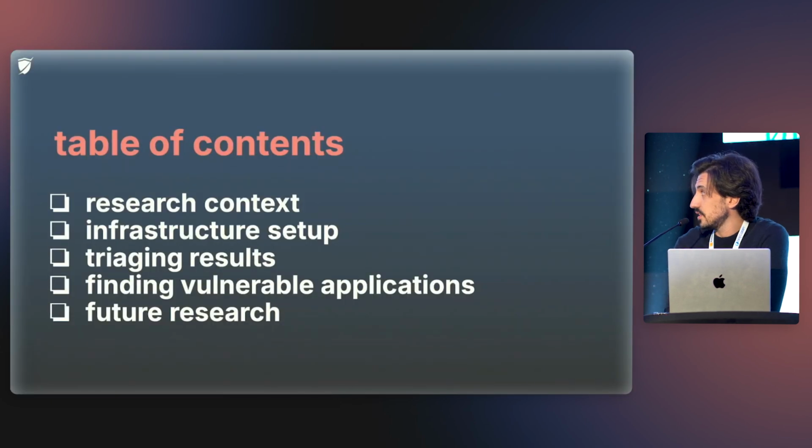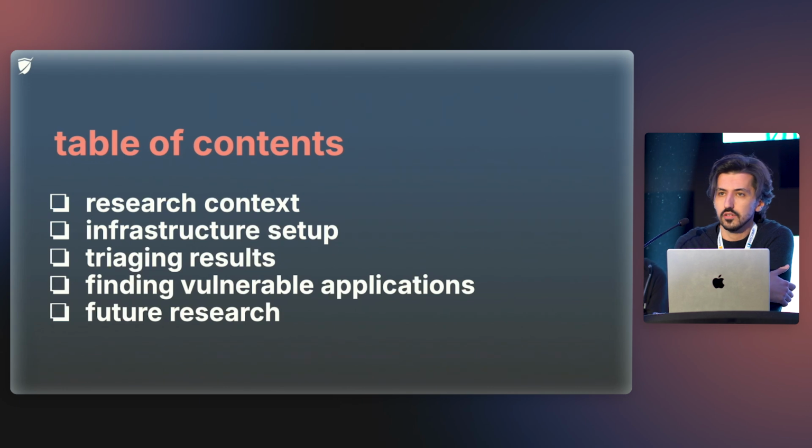This is our table of contents for today. We'll start with the research context. We'll talk about when XSS is still a thing in 2024. Then we'll continue with how we set up all the backend sanitizers and the fuzzer that we used for this talk. Next, we'll switch it over to Catalin, who will talk about triaging the results that the fuzzer generated and how we went about finding open source applications that were actually exploitable. And we'll finish up with some open questions that can be used for future research.